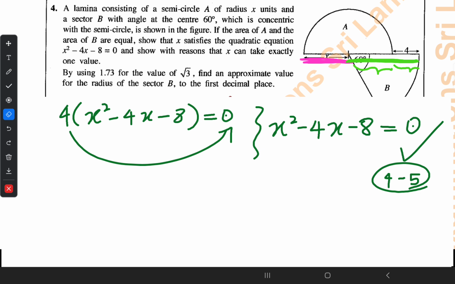Then, by using 1.734 as the square root of 3, find an approximate value of the radius of sector B to the first decimal place. Okay, we have to find x plus 4.